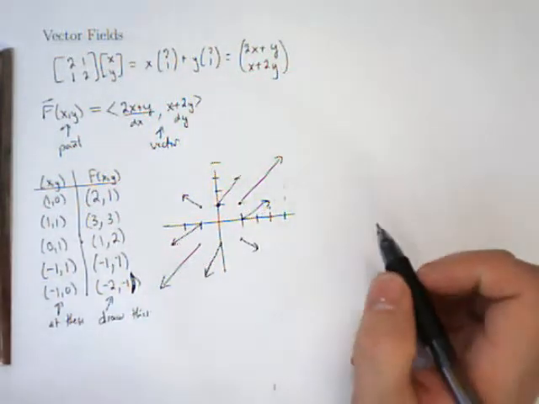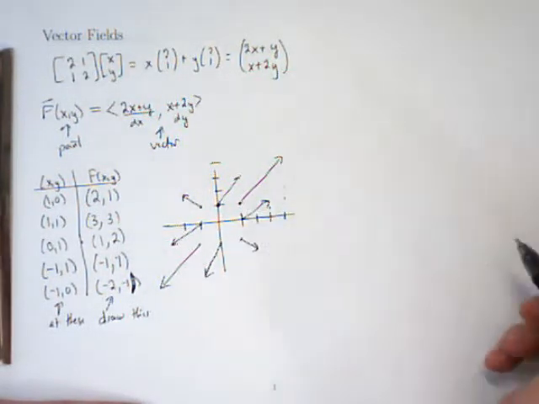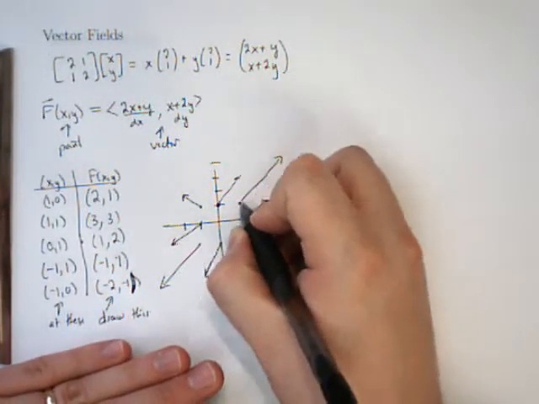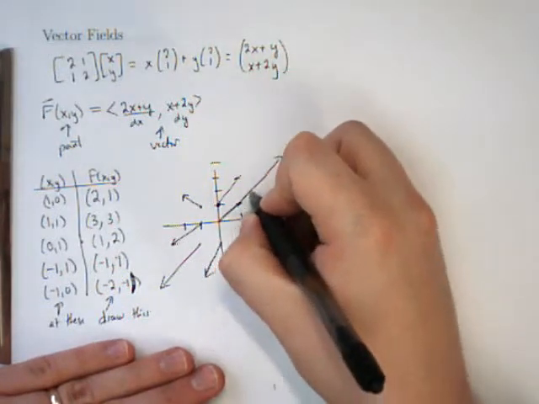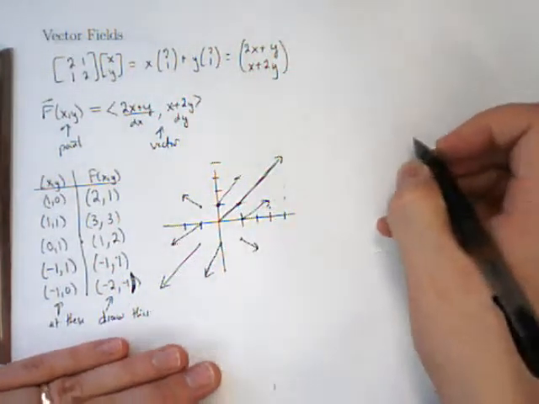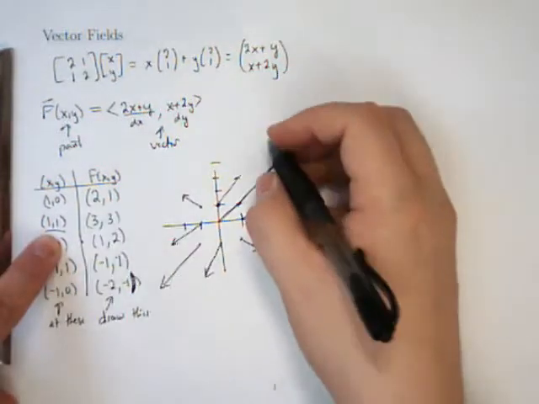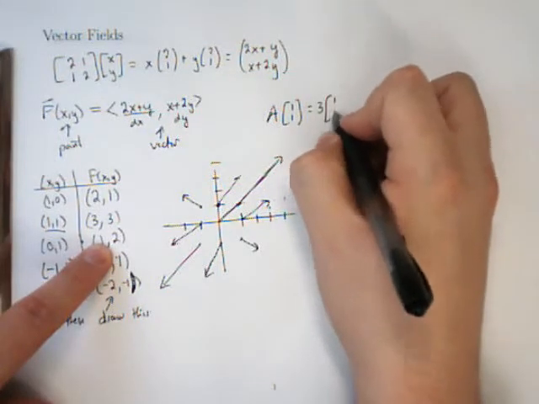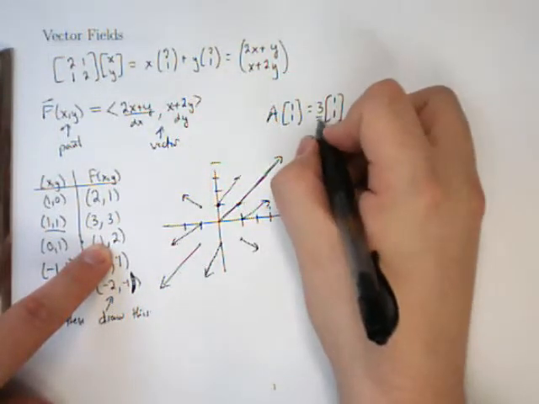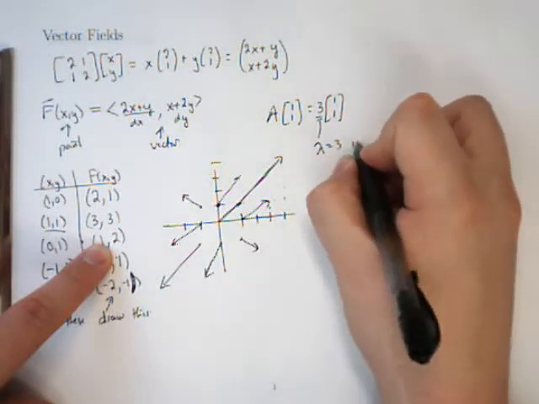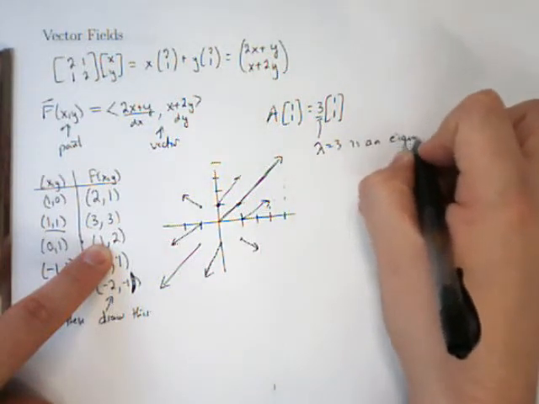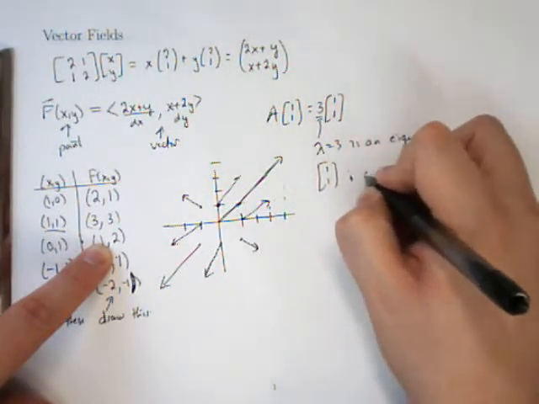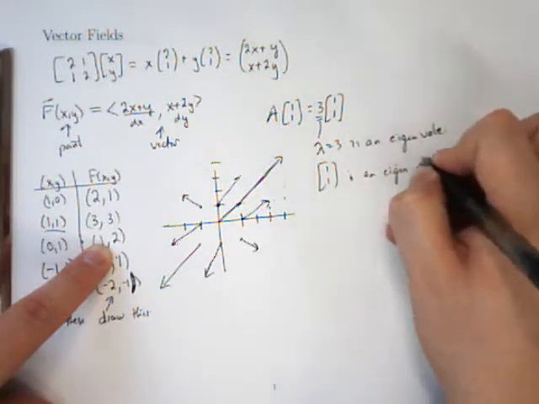Well, in the vector field, if I were to continue drawing, you can actually see more points involved. But notice that when I put in this vector, out came a vector in the same direction. This means I multiplied my matrix by (1, 1), and I got out 3 times (1, 1). Well, that means 3 is an eigenvalue, and (1, 1) is an eigenvector.